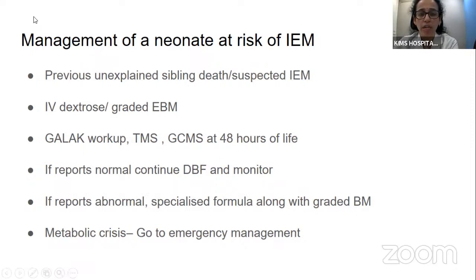That is, we have already seen the glucose and ABG, lactate, and the ketones workup, and TMS and GCMS should be done at 48 hours of life. If all these reports turn out to be normal, baby can be continued on direct breastfeeding, but we should continue to monitor this GALAC. And if the reports are abnormal, we should start the specialized formula feeds along with graded EBM. So if the baby goes into metabolic crisis, then we should go to the previous emergency management, which we have already seen.